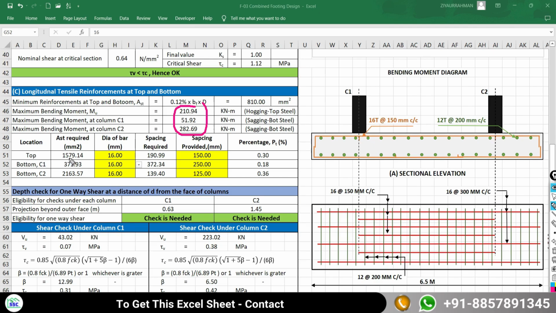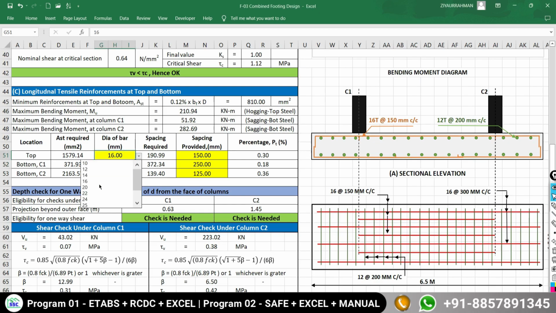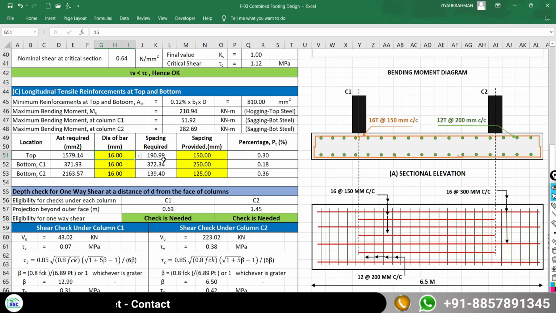So at the top face, the design reinforcement along the longitudinal direction along the span of the footing is 1579.14 mm square. If I would like to provide 16 mm diameter bars, a drop down list of all the diameters of bars is available. As per your choice, you can select any particular diameter of bar. If I provide 16 mm diameter bars, the spacing required is 190.99. This is the maximum limit. You are not allowed to go beyond this spacing.